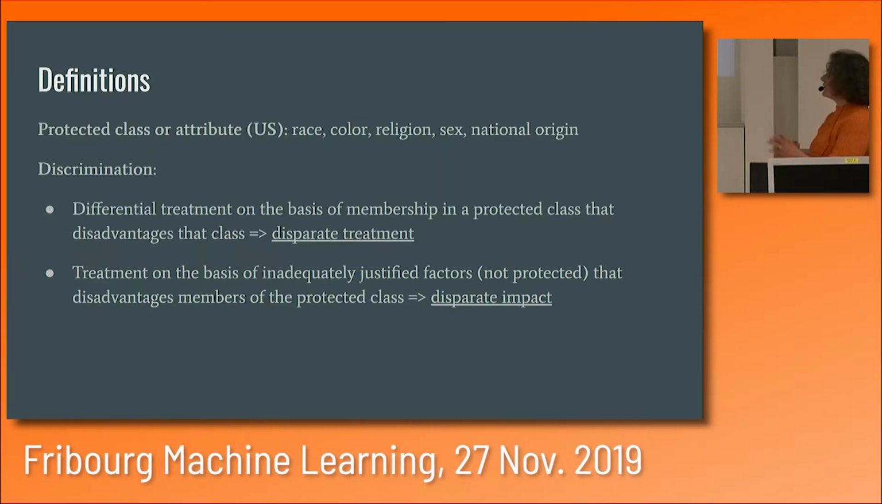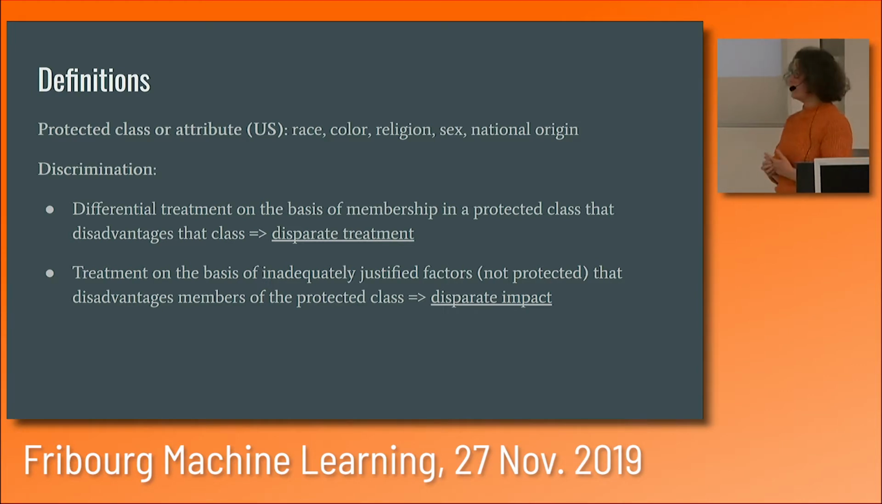So definitions. We are using a definition that is limited for this presentation, and there are other definitions possible, and I don't want to get into this debate tonight. Protected class or attribute in the US: race, color, religion, sex, national origin. These are defined by law. We could imagine other attributes, but these are protected by law. And we define discrimination as differential treatment on the basis of membership in a protected class that disadvantages that class. That's what we call disparate treatment.